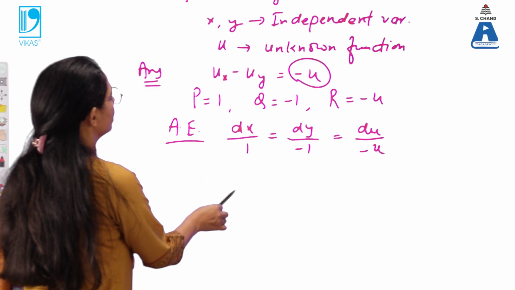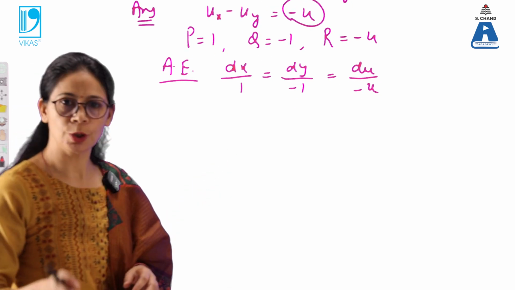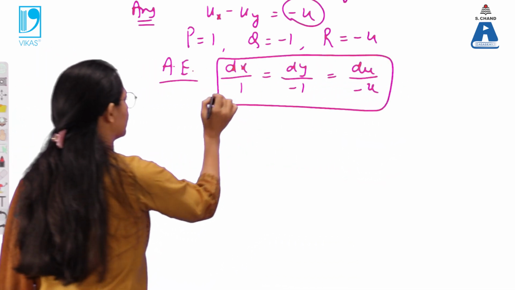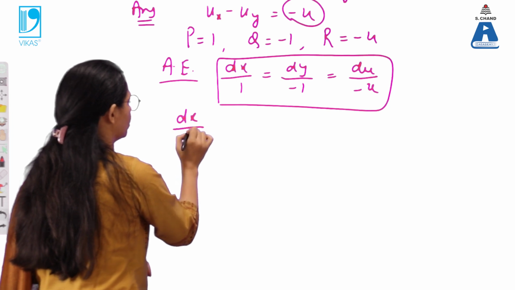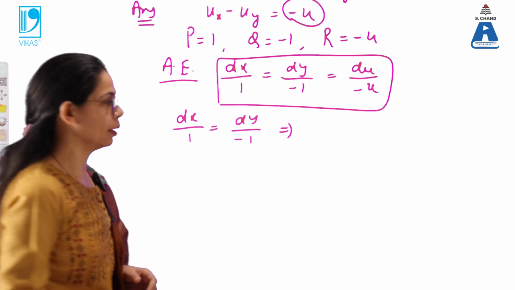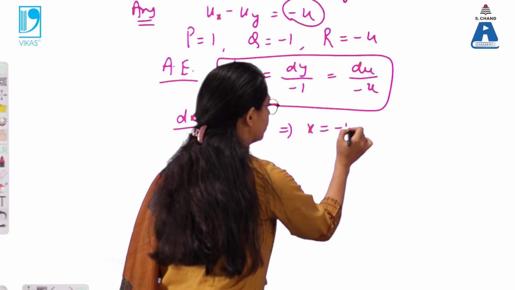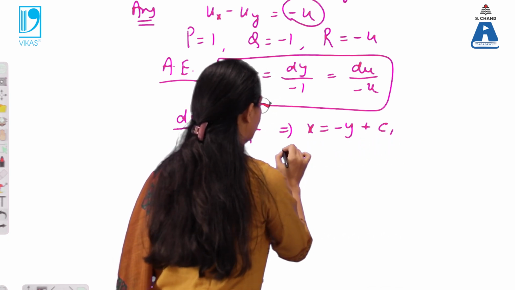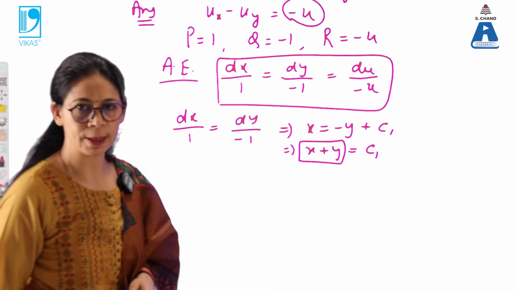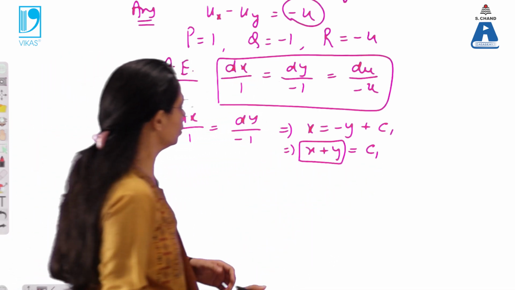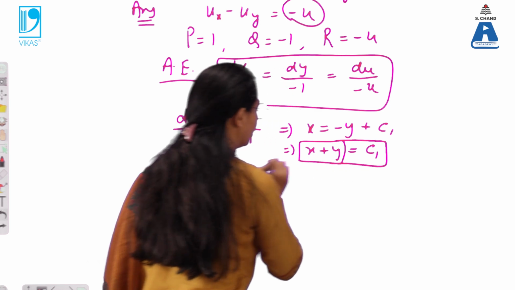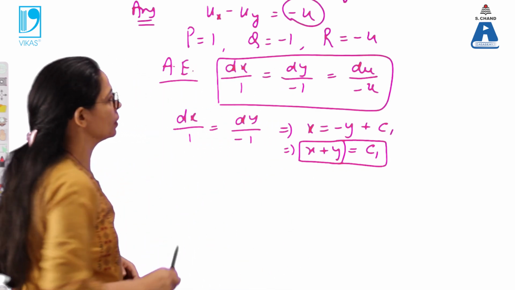Now the next step is that we need to find two sets of functions out of these three relations. Let us consider the first relation as dx over 1 and dy over minus 1. They can be integrated clearly. So y is equal to minus x plus c1, which can be written as x plus y is equal to c1. This can be considered as one of the functions. Let us say it is some u or v, whatever name we would like to give. So this is one of the relations we got from the auxiliary equations.